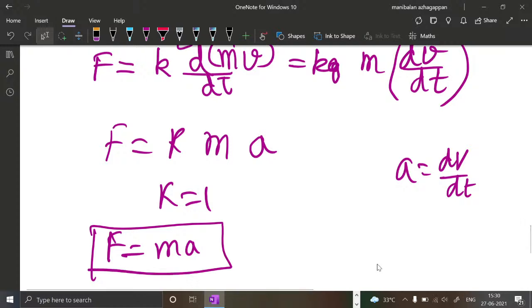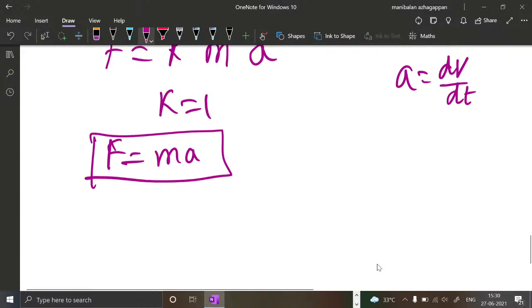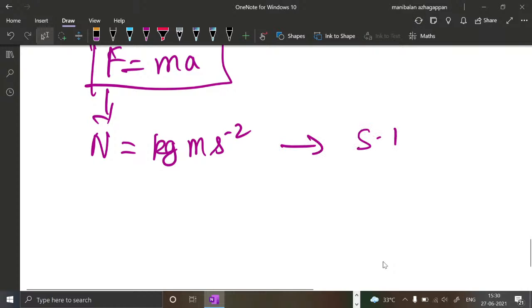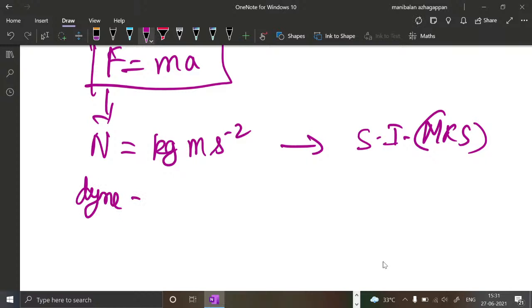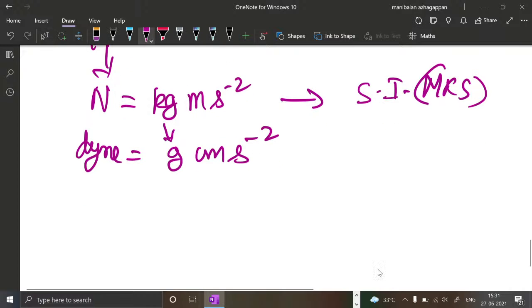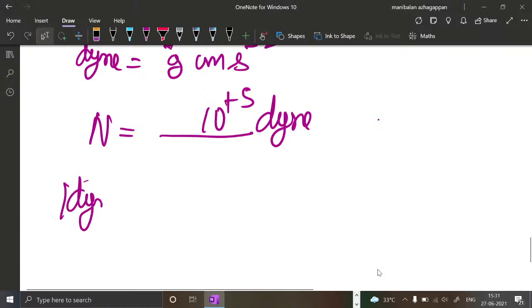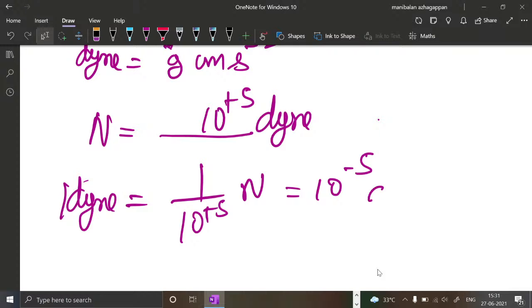It's very simple. Now the unit of force is Newton. So 1 Newton is kg meter second minus 2. This is the SI unit, which follows the MKS system. The equivalent unit in the CGS system is the dyne: gram centimeter second minus 2. If you want to convert Newton to dyne, 1 Newton is 10 power plus 5 dyne. Conversely, 1 dyne is 1 divided by 10 power plus 5 Newton, which is 10 power minus 5 Newton.